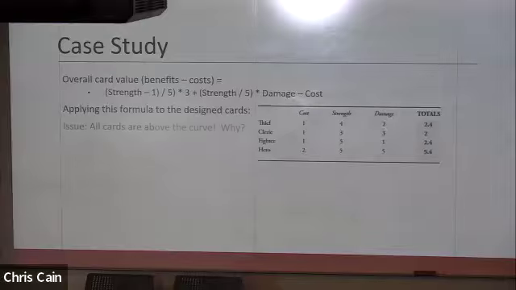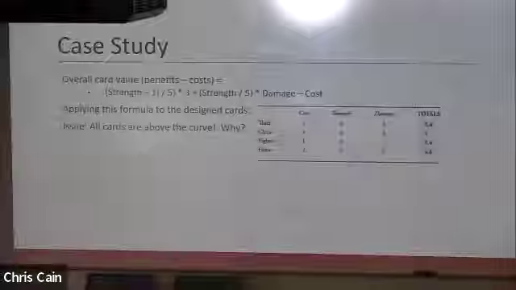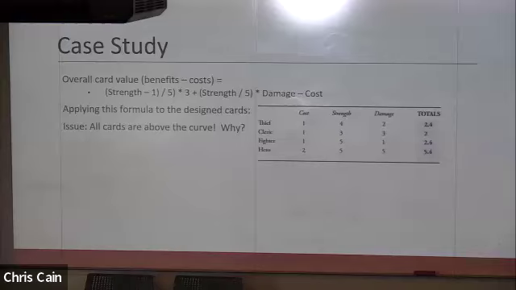So, one thing to note, all cards are above the curve. Remember that we wanted to say benefits minus costs is 0 whenever we could. Is this an issue? Turns out there's something we didn't take into account with our cost. What was it? Max health. Something to do with health. Or start up, I should say.